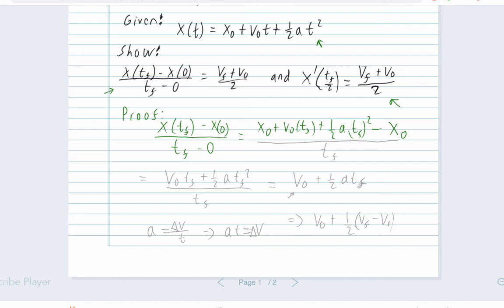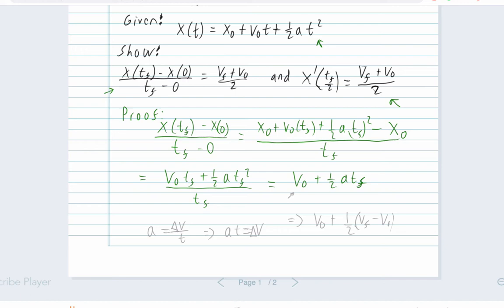So then that's all over t final minus 0, which is just the same as t final. Okay. So then we can simplify. The x naughts on the left and the right are going to cancel out, so we're just left with v naught t final plus 1/2 a t final squared all over t final. Now one of the t finals is going to cancel out, and we're left with v naught plus 1/2 a t final.